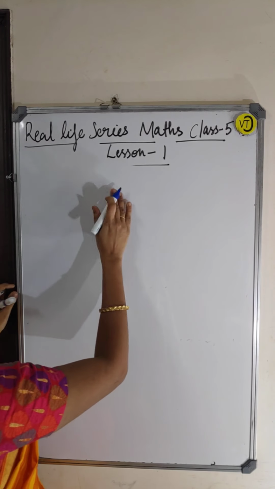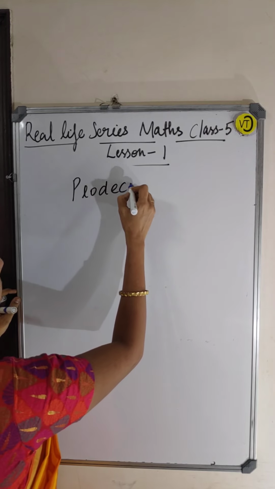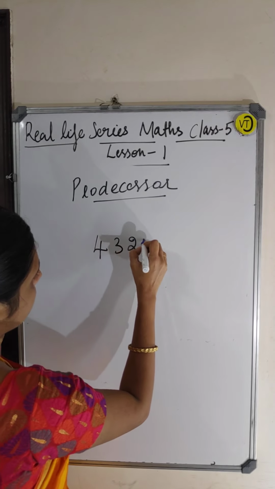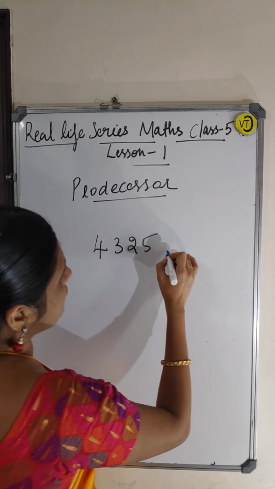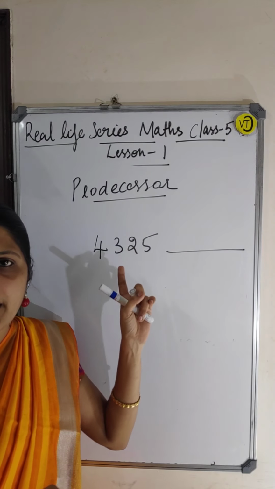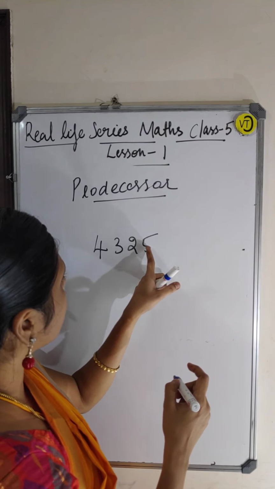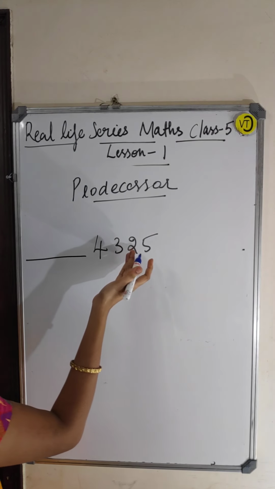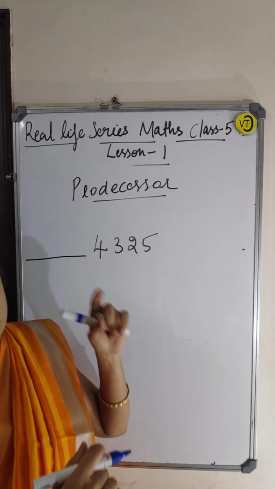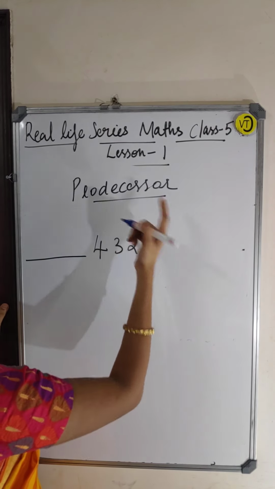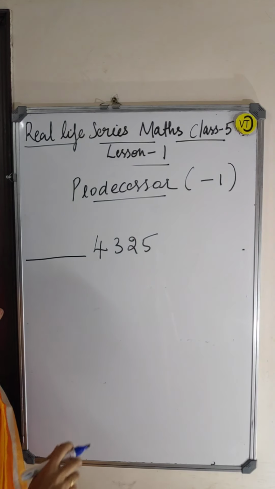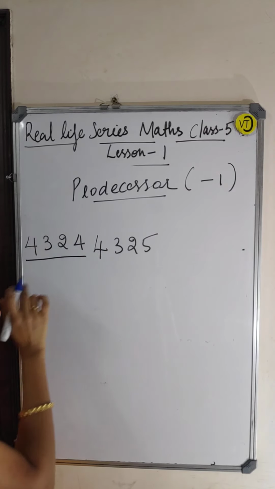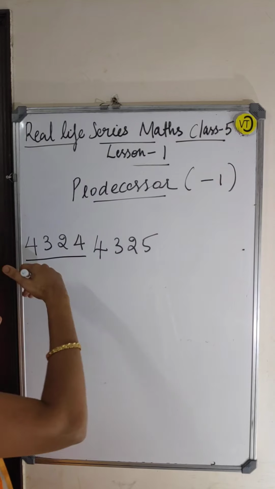Okay, so here you just tell me the predecessor. I'll give a number. If you are writing the immediate next number, that will be the successor. The immediate before the number, that is the predecessor. Right? So you have to subtract 1. So 4, 3, 2, 4 is your answer. Predecessor means before the number.